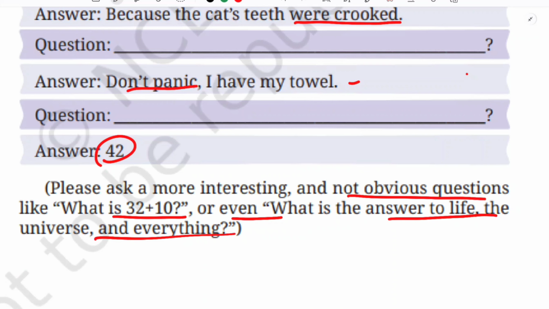Okay, so with this we have completed this first chapter. I hope you have enjoyed it, and soon we will start with chapter number 2.